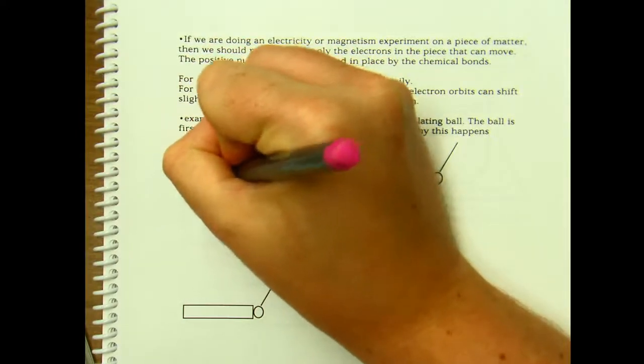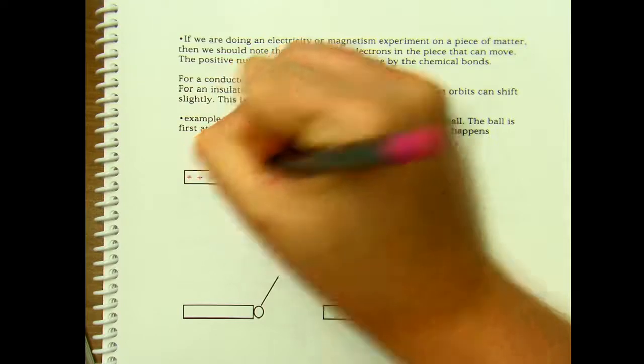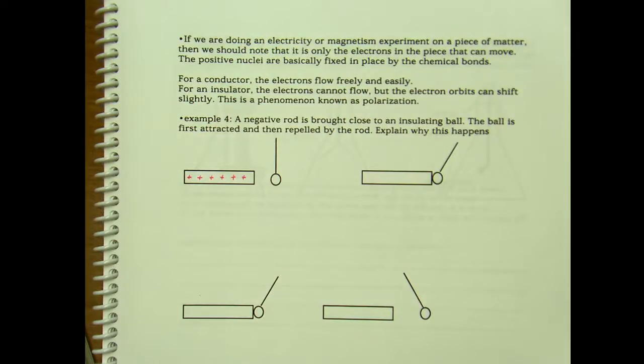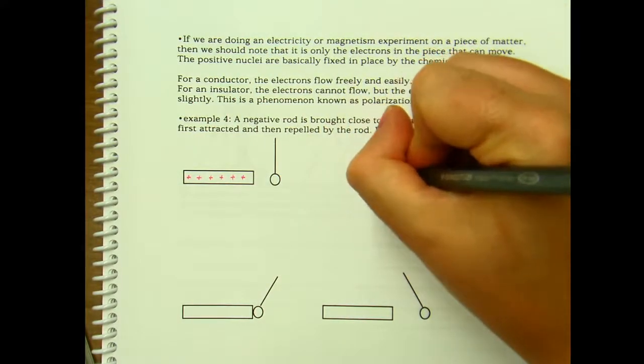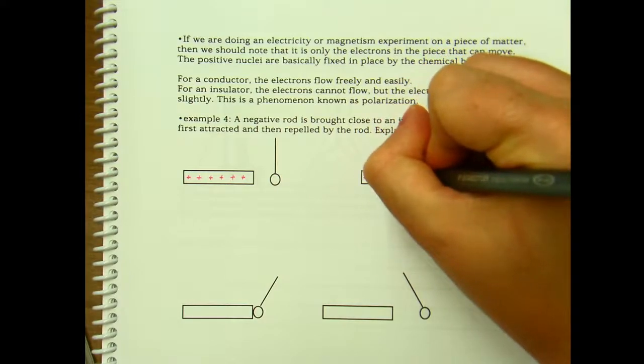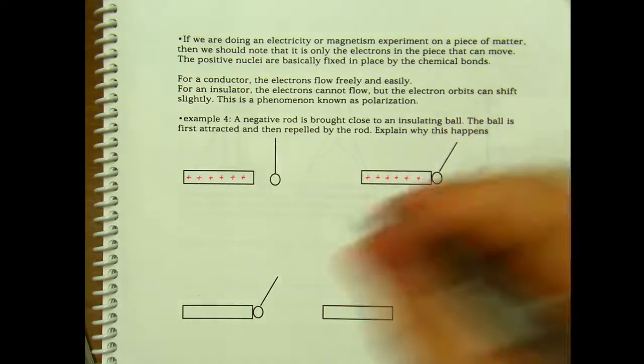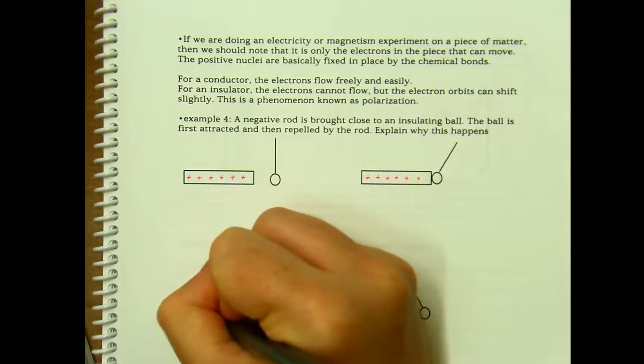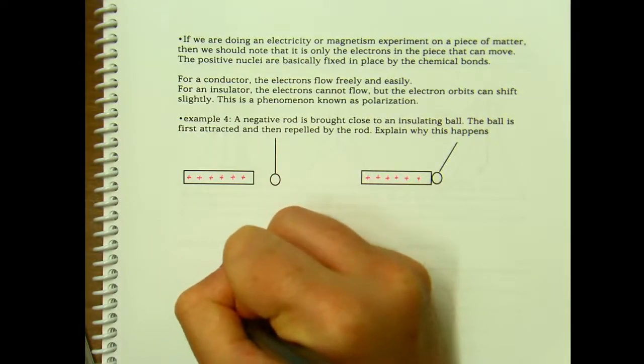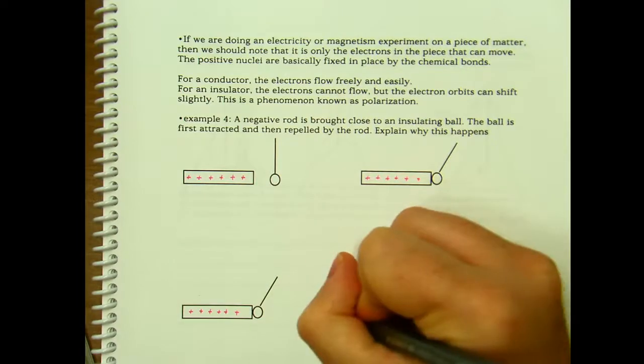These guys will represent the protons in the nucleus. Well, the nuclei are positive. 1, 2, 3, 4, 5, 6. 1, 2, 3, 4, 5, 6. Yeah, representing the parts of the atoms that cannot move. They'll just kind of sit here.